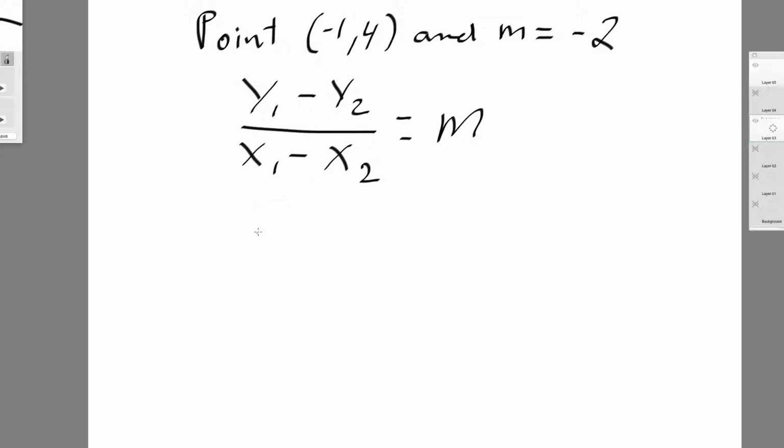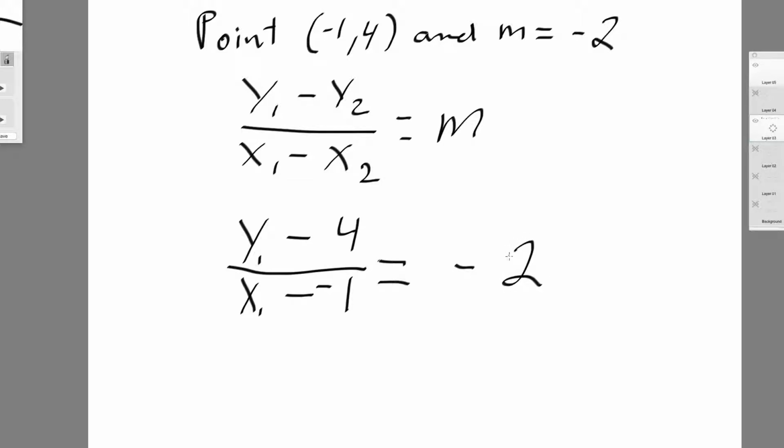And my first point I will take to be just some y value that works, something I don't know yet. So my y sub 1 is my unknown, minus my y sub 2, which I know, minus 4. My x sub 1 is my unknown, minus the value that I know, which is a negative 1, so minus a negative 1. Minus a minus is going to be a plus, and that equals the slope, and we know that the slope is equal to a negative 2.